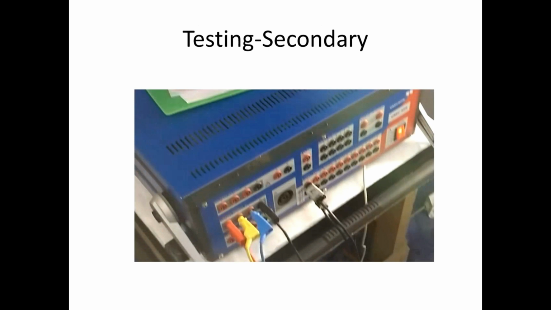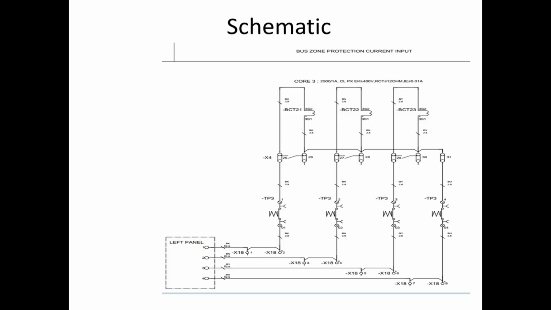Now we see the secondary testing. Before going to the secondary testing, let's see the schematic diagram for the CT connection. These are all the TB connections for the busbar CT. This is the busbar protection CT.